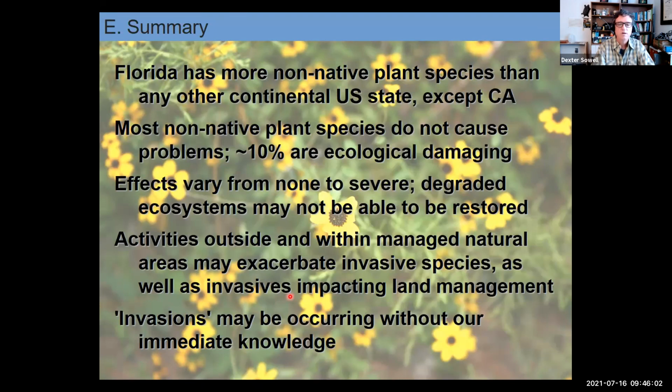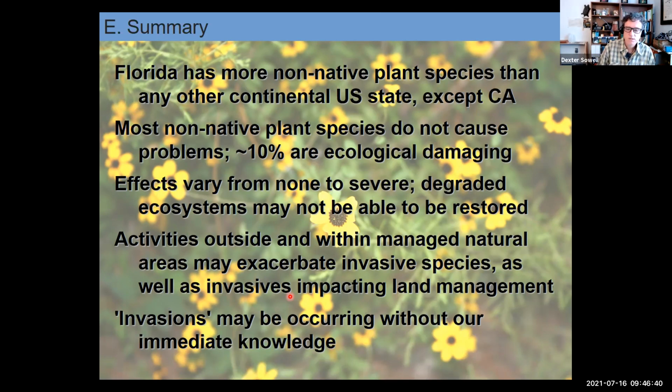All right, just to quickly summarize, well, I shouldn't say summarize, I never mentioned this earlier, but Florida does have more non-native plant species than any other continental US state except for California. And most of those non-native plant species don't cause any problems here in Florida, but about 10% are ecologically damaging, at least potentially. And those effects can vary from none to severe. Some of these might be so severe that the degraded ecosystems may not actually be able to be restored to the original ecosystem that they were.